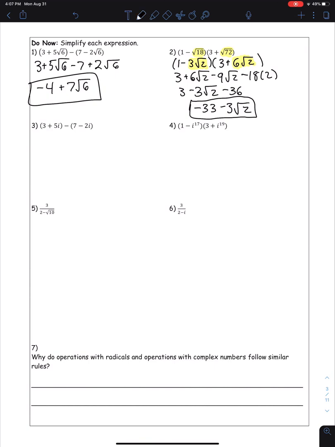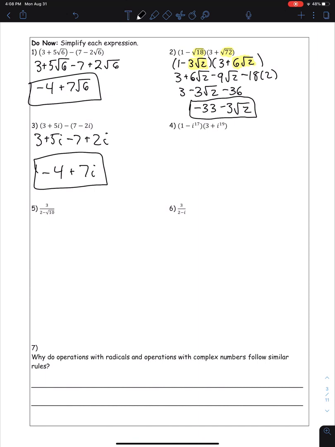So for number 3, I wanted to show you guys it's very similar, adding and multiplying imaginary numbers and complex numbers, to adding and multiplying radicals. And we're going to talk about why that's the case in number 7. So for number 3, all I'm going to do here is just distribute that negative. So it'll be 3 plus 5i minus 7 plus 2i. Combine like terms, you get negative 4 plus 7i. Notice it's very similar to when we were adding radical expressions.